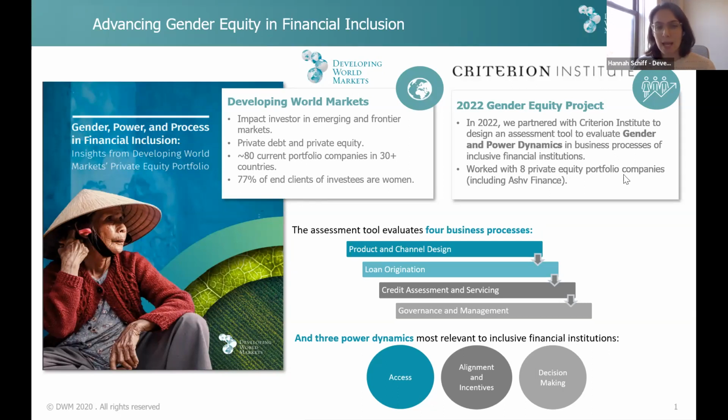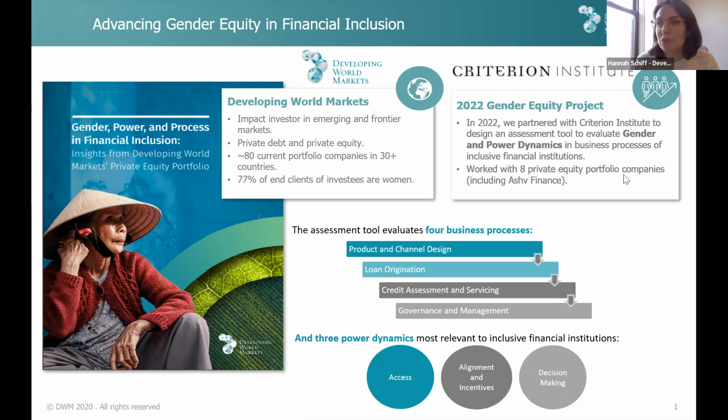And across those, we looked at access, alignment and incentives, and decision-making, which are the 3 power dynamics of the 7 in Criterion's framework that we determined to be most relevant for inclusive finance. And we ran this assessment process and then came up with a set of findings and recommendations. I won't say too much more about it for right now, since there's a lot more content to get to from Ashv, but on the left, the image there is a public report that we produced that later on during the Q&A, I can share a link in the chat and you can look more in depth into the findings.